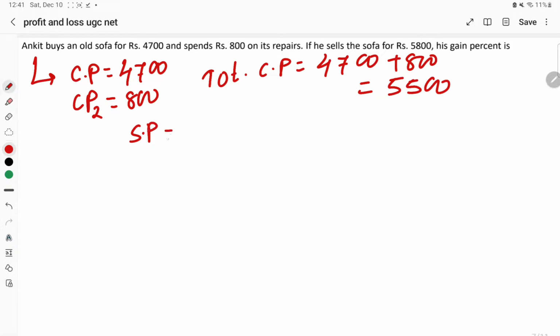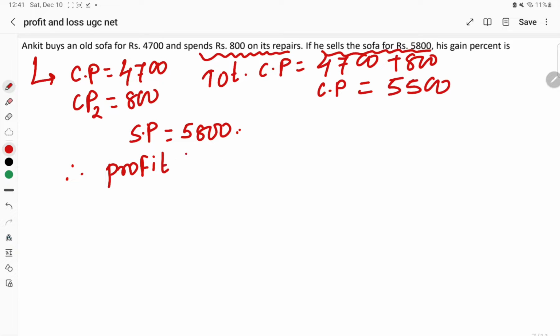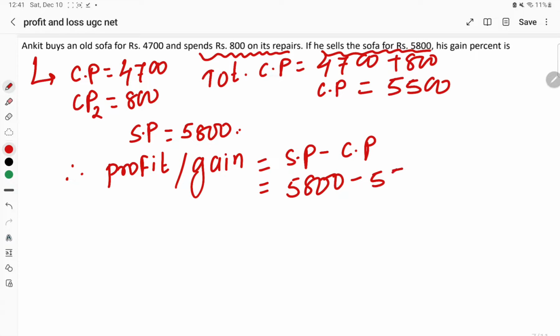He's spending 800 rupees on its repair, and it was a cost price itself. Now he's selling the sofa for 5,800. It means 5,800 is the selling price. This was the total cost price, and this is the total selling price. So if we have to calculate the gain, we do selling price minus cost price, that is 5,800 minus 5,500 rupees, which is equal to 300 rupees. So rupees 300 is the gain.